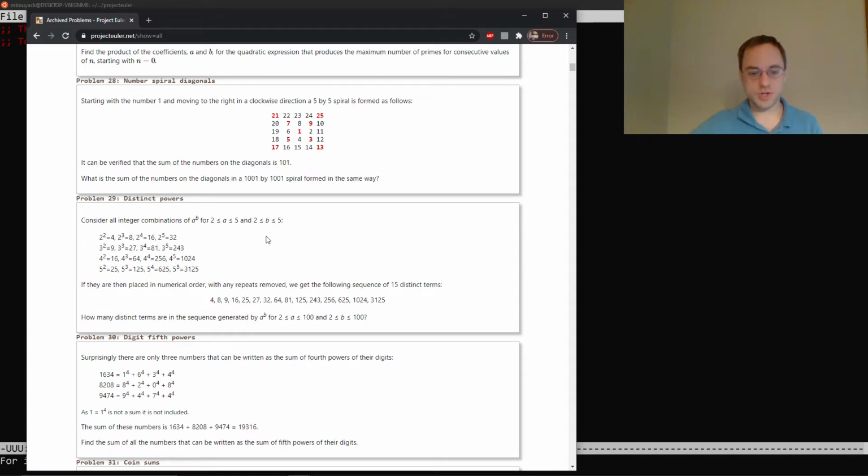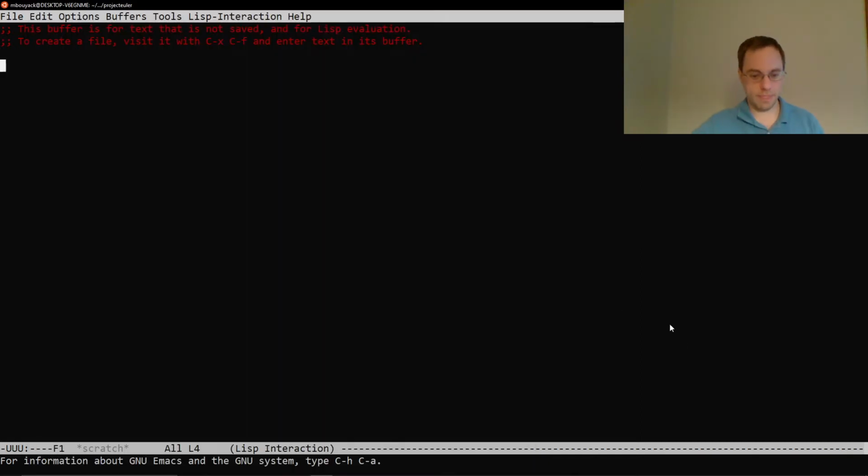Just to refresh your memory, this problem asks us to find integers of the form a to the b, where a and b are on the range 2 to 100 inclusive. Specifically, it asks us to count the number of distinct integers of this form. So let's get into it. As usual, we'll open up our problem directory and analysis file.